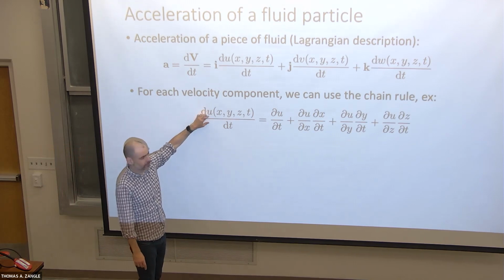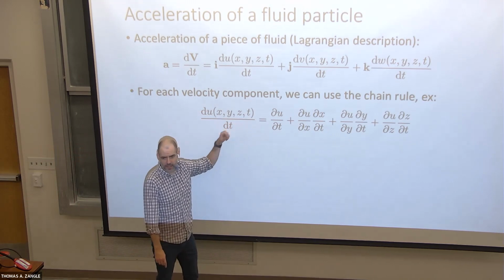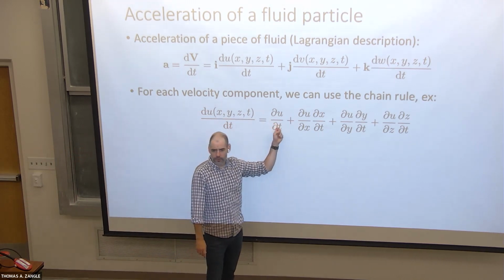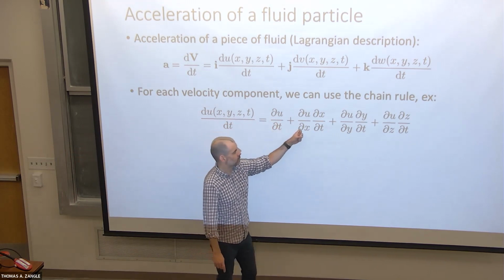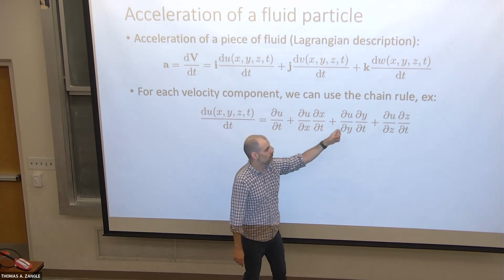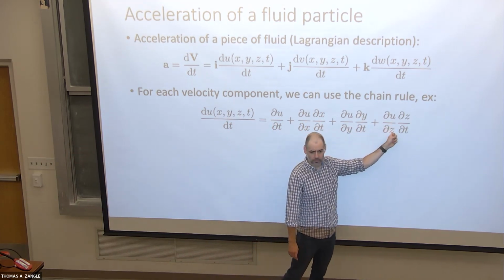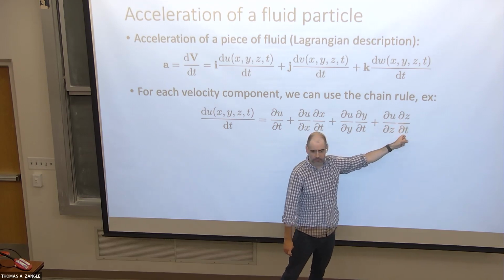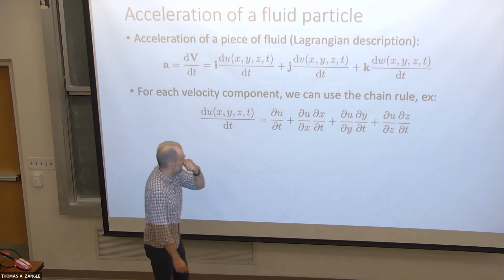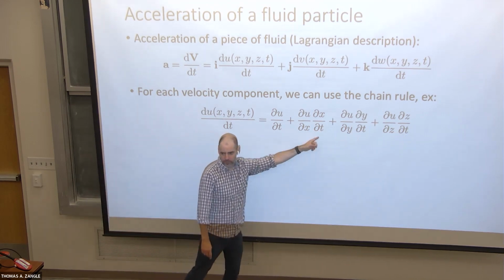The total derivative of the x component of the velocity with respect to time is the partial of u with respect to time, plus partial u/partial x times partial x/partial t, plus partial u/partial y times partial y/partial t, plus partial u/partial z times partial z/partial t. Okay, so we have the total derivative written in terms of these partial derivatives.